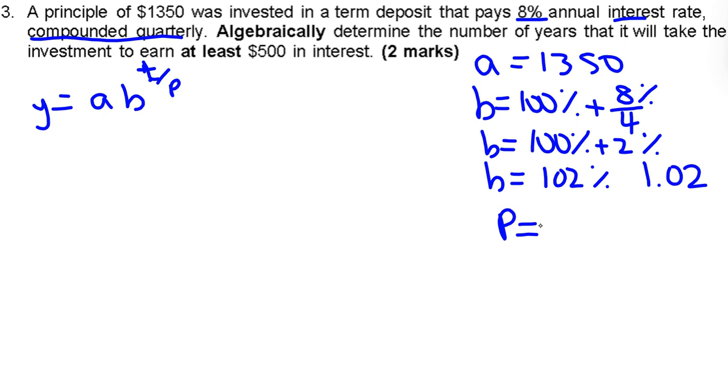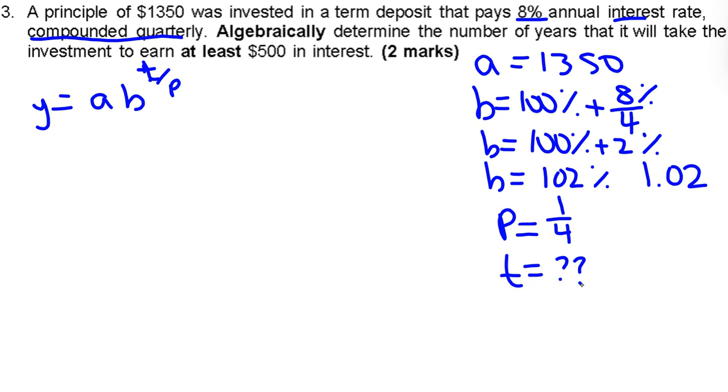Okay, now if it is compounded quarterly, that means our period is going to be in terms of years. So we get compounds quarterly 4 times a year. That means that every 1/4 of a year, I get paid interest. So my period would be 1/4. I want to algebraically determine the number of years. There it is. That's what I don't know.